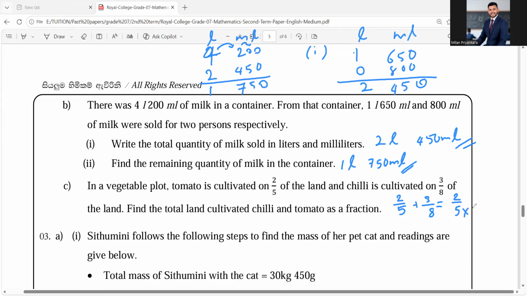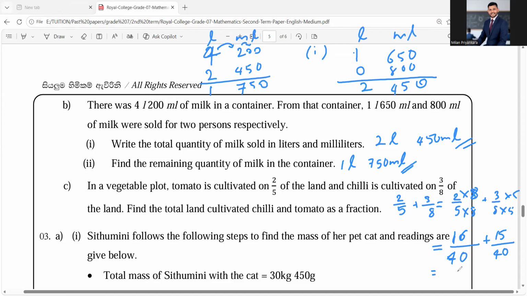2/5 we multiply by 8 over 8, plus 3/8 we multiply by 5 over 5, so that we can make the common denominator, which is equal to 40. Now, 2 into 8, right? We have multiplied by 8. 2 into 8 is 16. 5 into 8 is 40. Plus 15 over 40, right?